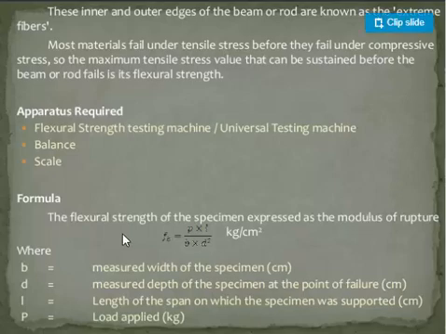So the flexural strength of the specimen, expressed as the modulus of rupture, is flexural strength equal to P into L by B D square. So basically P is the applied load in kgs which will be applied on the section, multiplied by L, the length of the span on which the specimen was supported, divided by B into D square, where B is the measured width of the specimen, and D is the depth of the specimen at the point of failure in centimeter, right? So students, kg per centimeter square is the unit.